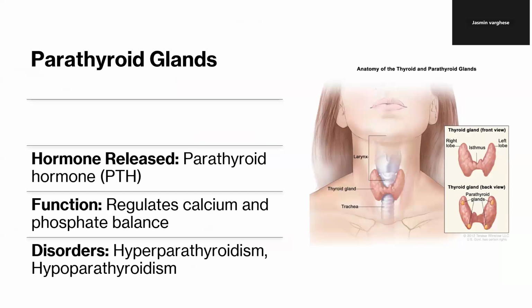Then the parathyroid gland, that is another endocrine gland. The parathyroid gland we can see along with the thyroid gland.